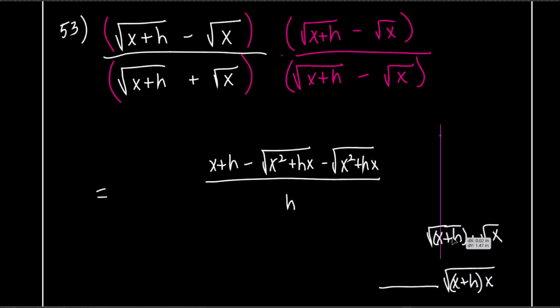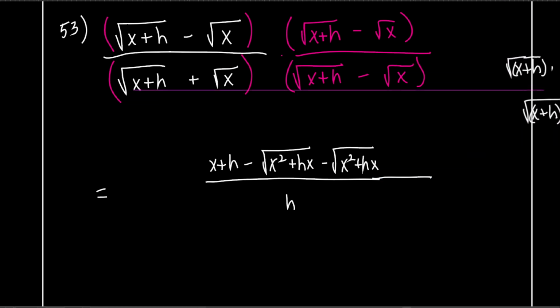Let's put this way off to the side over here. And now we're going to do the last. So what happens with the last? Negative times negative is what? Positive. And it's just square root of x times square root of x, which is just x.